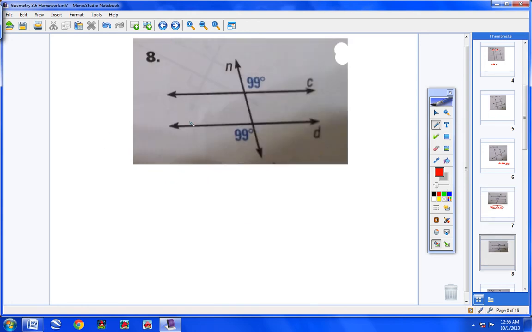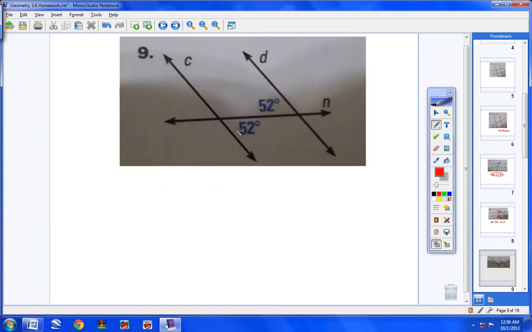All right, number 8. Now think about this carefully. Here's your 2 lines cut by a transversal. Look, guys, this angle here and this angle here, they're on the exterior, and they're on opposite sides of the transversal. So we would say alternate. How do I know that C and D are parallel? Because I have alternate exterior angles congruent. That's one of the 6 ways to prove that two lines are parallel.